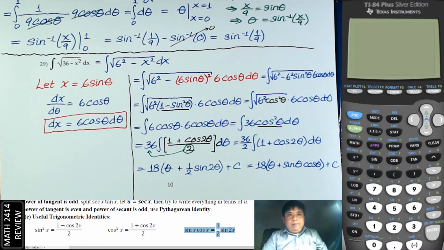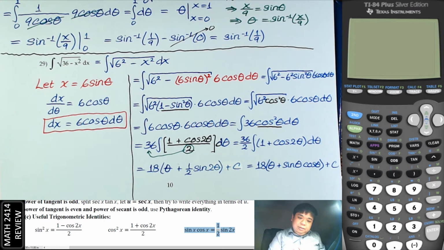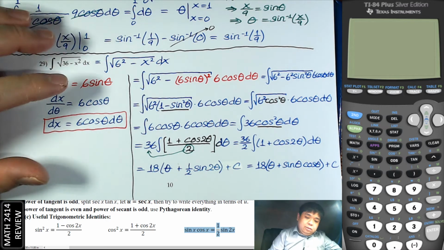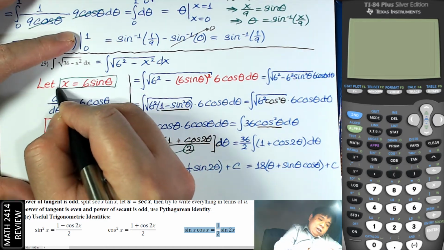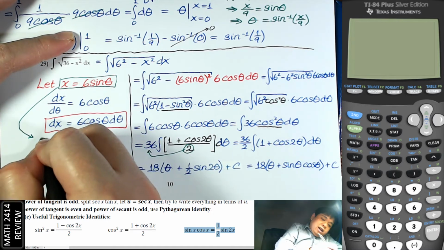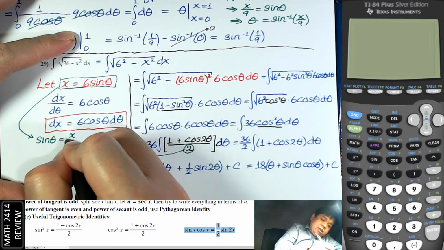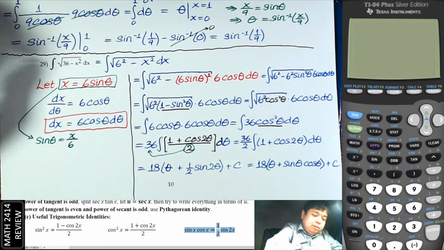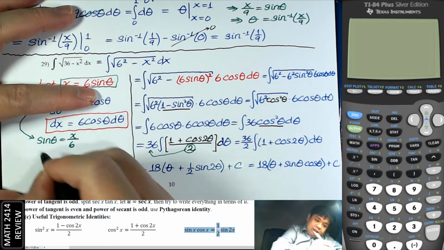Right, so we have to turn everything in terms of x. So we have to solve for theta, sine theta, cosine theta. Right, now when we have this, we can say sine of theta is x over 6. So we do have sine of theta here.